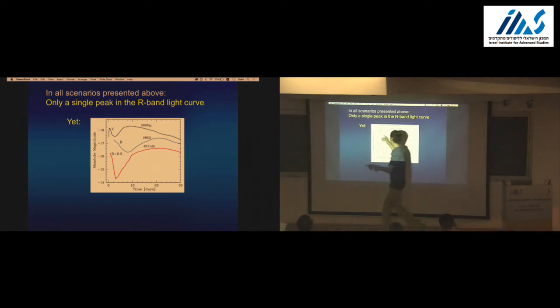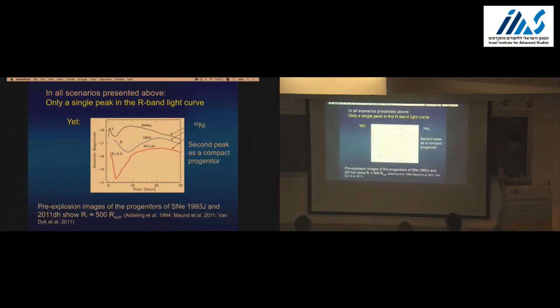In some cases we see something like that. This is in the V band, going up, going down, going up, going down. This is in the R band. Okay? And this part here is exactly what you would expect from a nickel-powered supernova. So we know the second part is powered by nickel. But what can this part be?